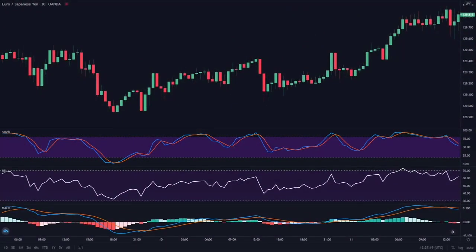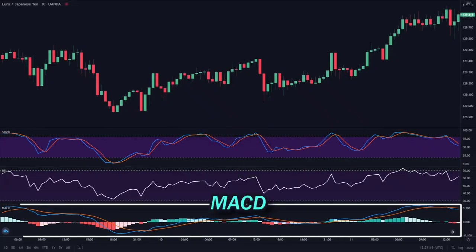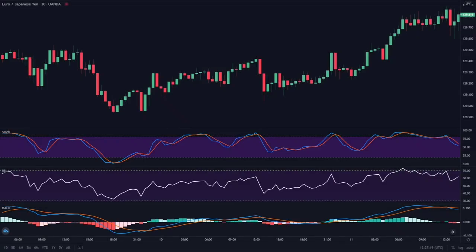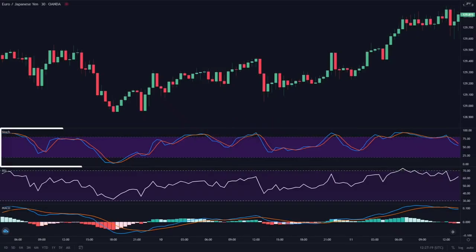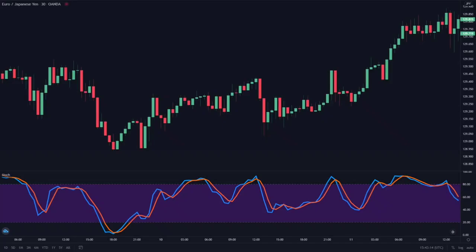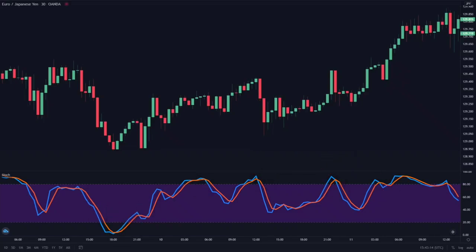For this strategy, we are using a combination of 3 indicators: the stochastic, RSI, and MACD. First, let's start with the stochastic because that will generate our main entry signal. The stochastic is a very simple to use indicator that does a very good job of identifying overbought and oversold levels on the market. It consists of 2 parts: the blue line, which is called the K percentage, and the orange line, which is called the D percentage.